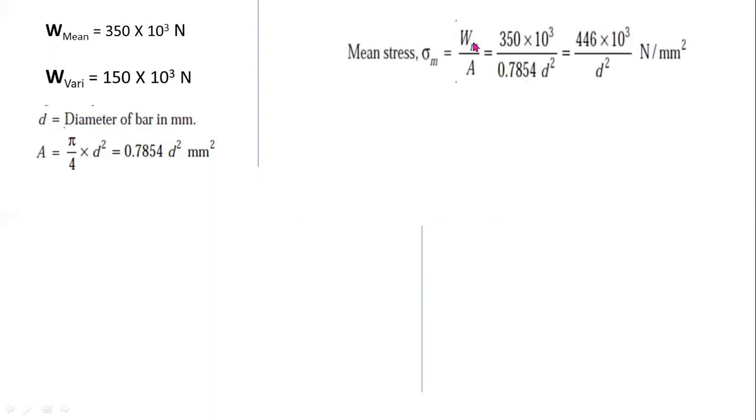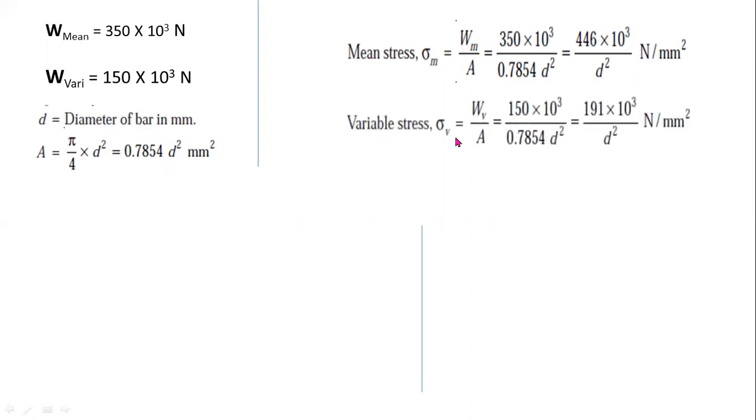So already we know the formula for stress equal to load by cross section area. For determining the value of mean stress, you have to use mean stress sigma m equal to mean load by cross section area. Mean load equal to 350 into 10 power 3 divided by cross section area, equal to 0.7854 d square. Now this is the value for mean stress. And variable stress sigma v equal to variable load divided by cross section area. This is the value for variable stress. By using these two values, you have to find out the value of suitable diameter small d.